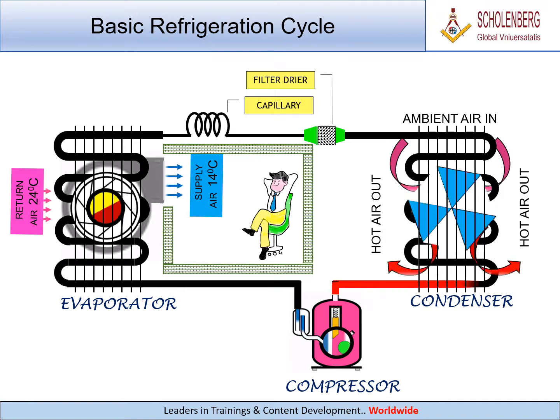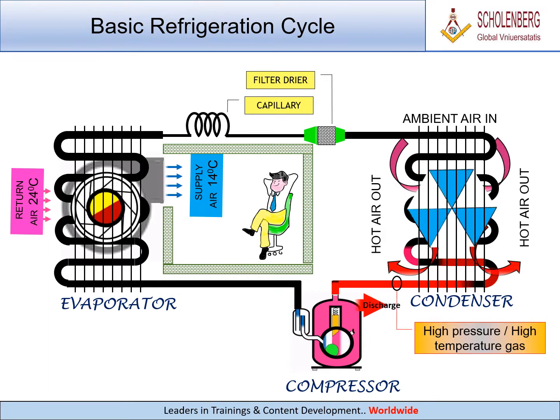The basic vapor compression refrigeration cycle. When the compressor starts, the refrigerant is compressed. This refrigerant leaves the compressor as high pressure, high temperature gas. Now, this refrigerant is cooled in the condenser. It leaves the condenser as high pressure warm liquid.